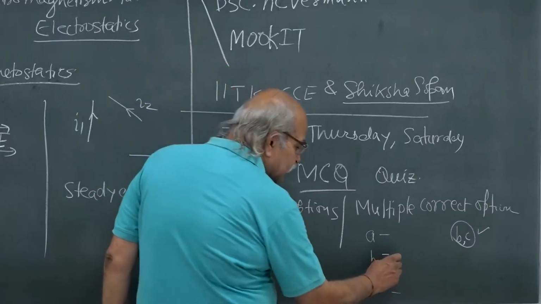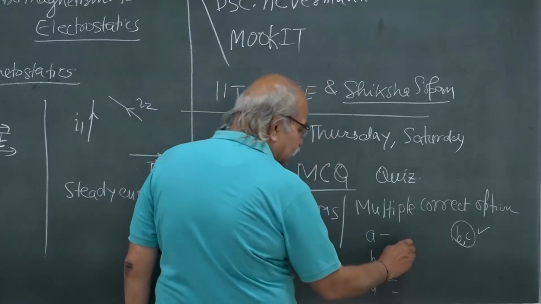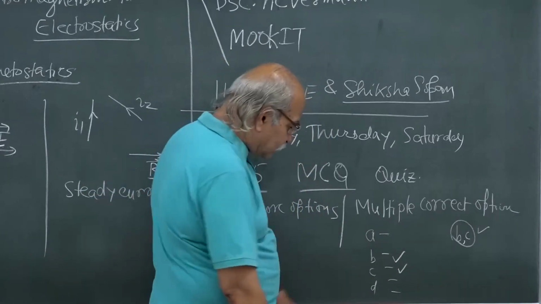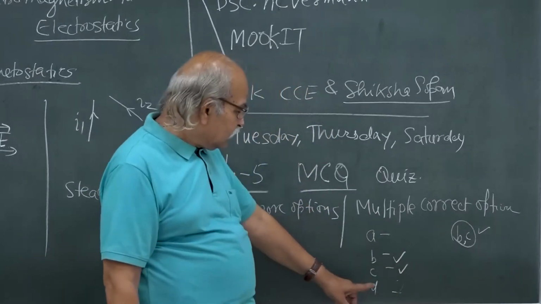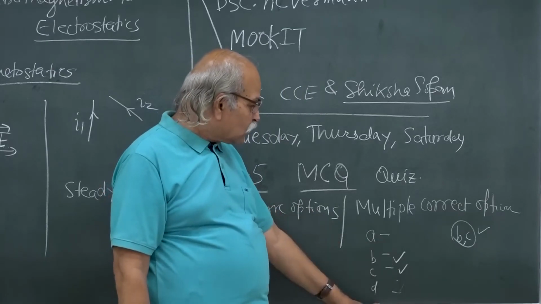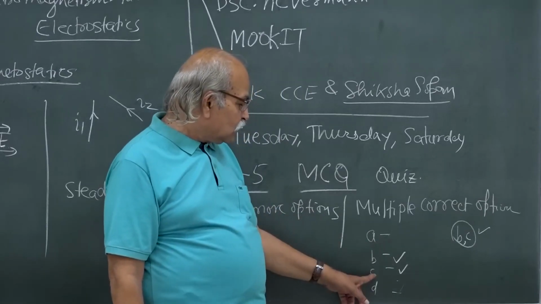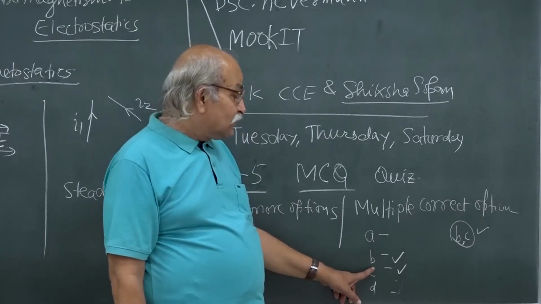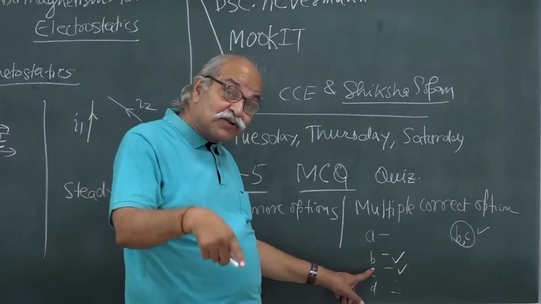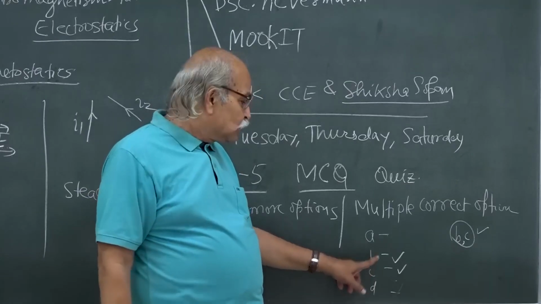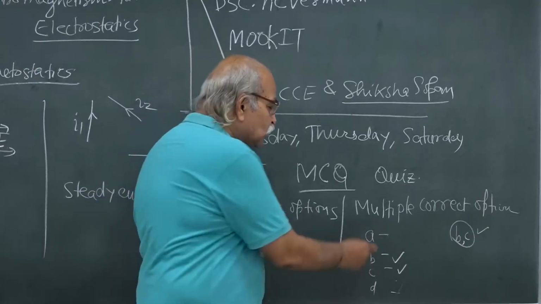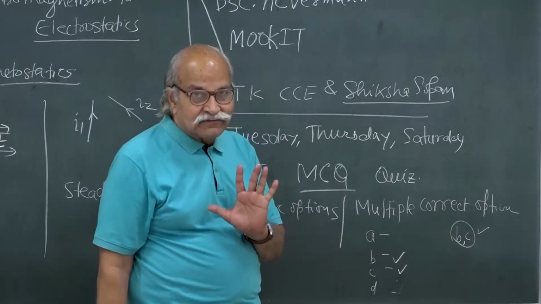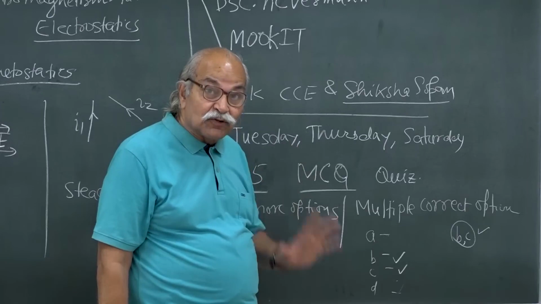So if you have chosen B, if you have chosen C, and you have not chosen A and not chosen D, okay, you have to choose all the correct options. So B and C are correct, you have to choose B and you have to choose C, but you don't have to choose any of the wrong options also. If you choose A, which is not correct, or D, then you are gone. There is no partial marking, you get 0.